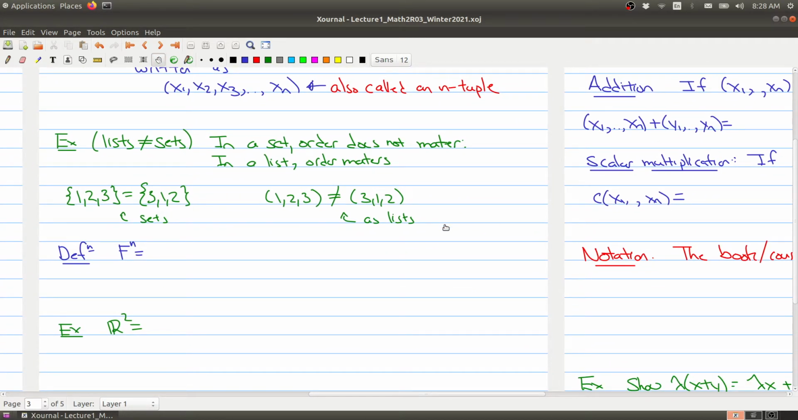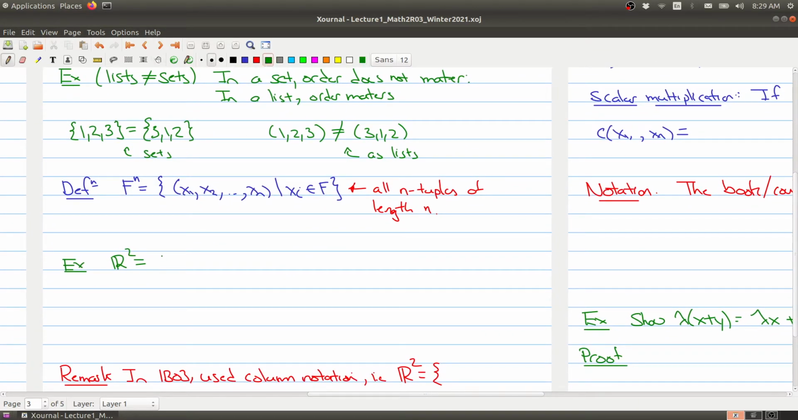Okay, so now we want to define one object that we'll see throughout this course, the set of all n-tuples of length n. So we have F to the n, and F to the n is going to be the set of all n-tuples (x1, x2, up to xn), where xi is inside of my field F, either real numbers or complex numbers. So here, this is all n-tuples of length n. Let's make this a little bit more concrete with an example. R2 would be the set of all things that look like (x, y), where x and y belong to my real numbers. If you want to visualize it geometrically, this is referring to points on the plane, which is something you would have looked at in calculus.